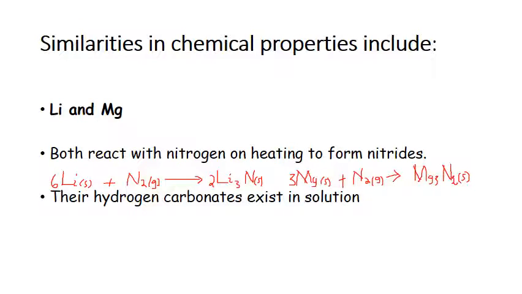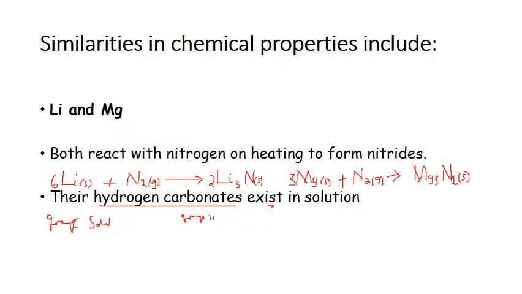They are hydrogen carbonates. Hydrogen carbonates, let's say lithium hydrogen carbonates and magnesium hydrogen carbonate, they exist in solution. I'm going to compare. You know very well that hydrogen carbonates of group 1 usually are in solid form. Solid form. But then those ones of group 2, if they are hydrogen carbonates, they are in solution form.